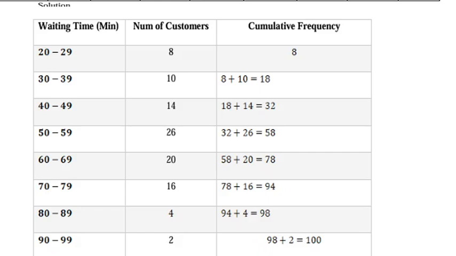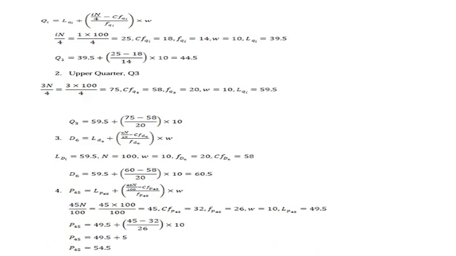Then the next one will be 18 plus 14. That is the cumulative frequency of the class before the class we want to estimate, plus the frequency of the class we want to estimate. That gives us 32. Then the next one will be 32 plus 26, which gives us 58. The next one is 58 plus 20, which gives us 78. The next one is 78 plus 16, which gives us 94, and so on and so forth.